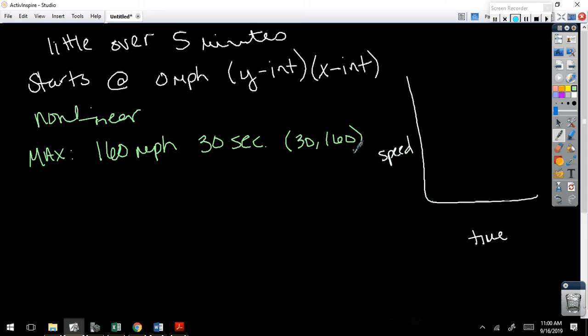Increasing. Jose's speed is steadily increasing the first 30 seconds.